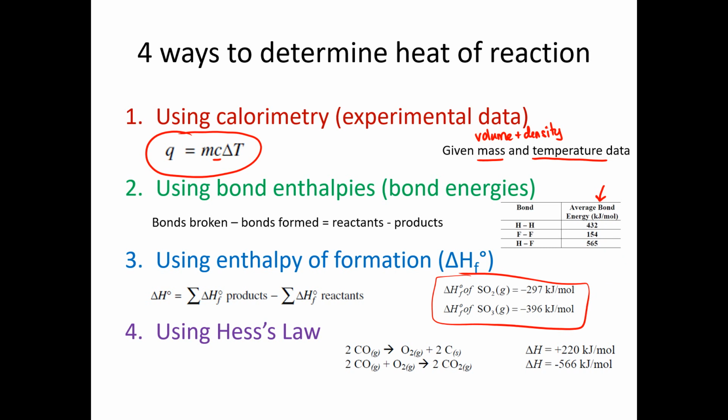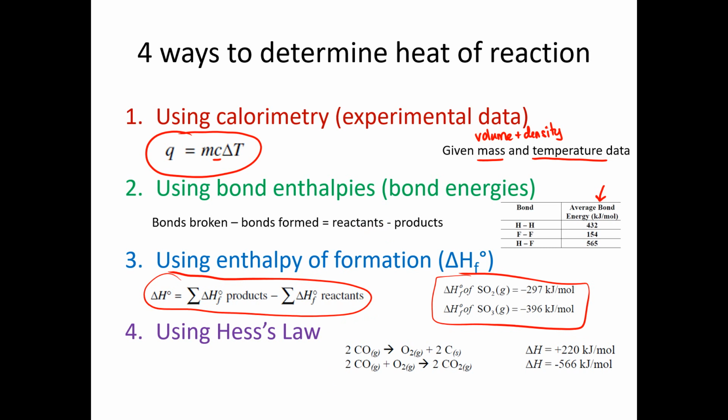And for the heats of formation, there is an equation that you find on your equation sheet, looks like this. So for heats of formation, it's the sum of the heats of formation for the products minus the sum of the heats of formation for the reactants. Notice that's opposite than what we do for bond energies.